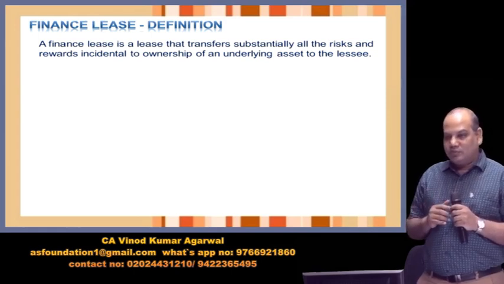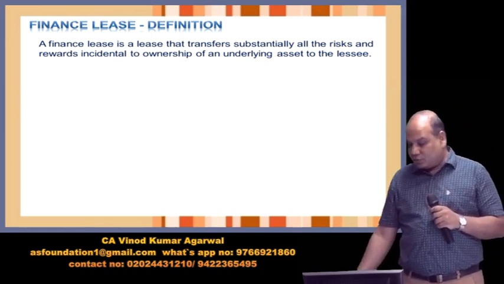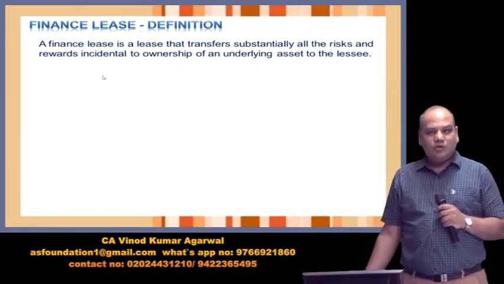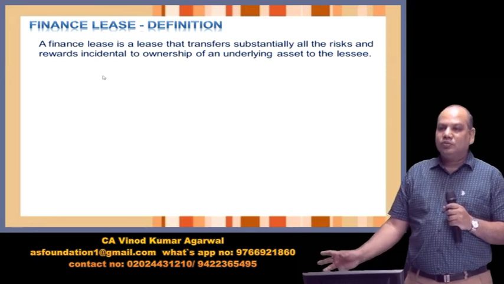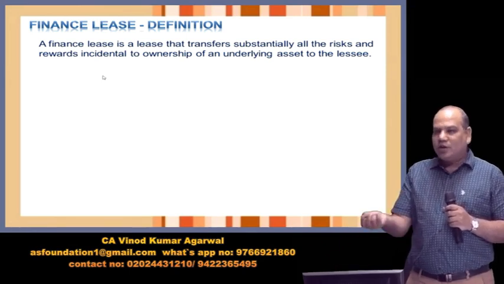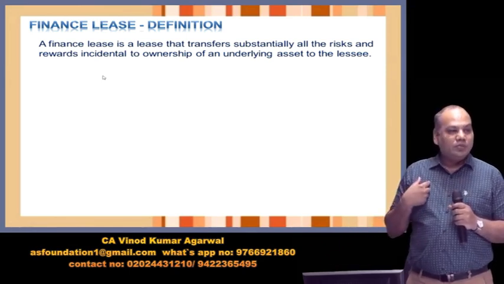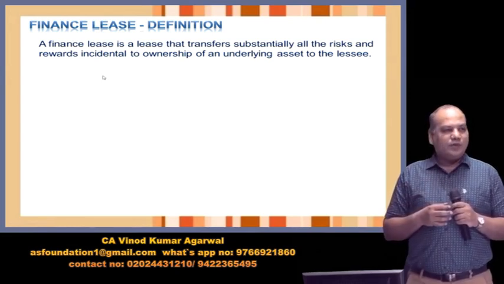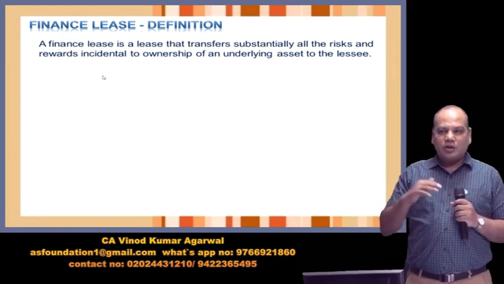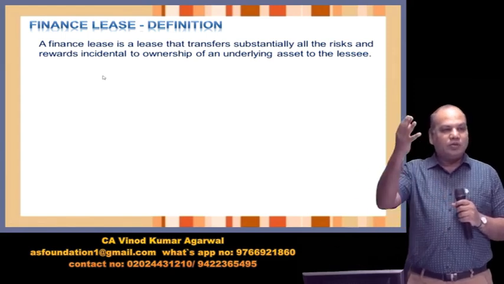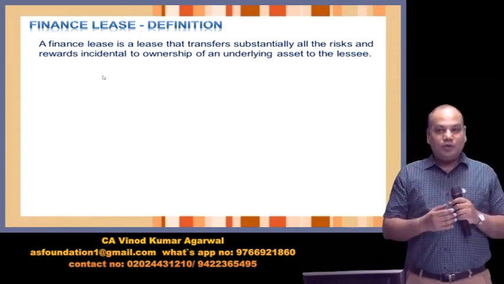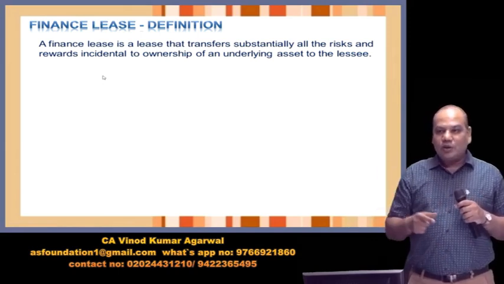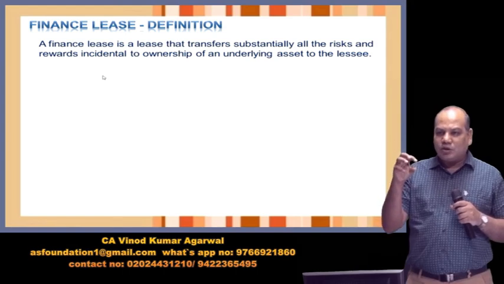Risk and reward. Now, why have they used the words substantially all the risk and reward? Substantially all means may not be all. Some risk and reward may still be with the lessor. For example, residual value risk. After 5 years are over, the lessee will return the asset. And by that time, the residual value would have fallen more than what your expectation was. So, who is going to bear that risk? Lessor. But that is a small risk.